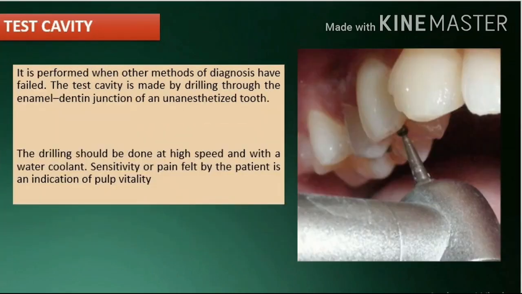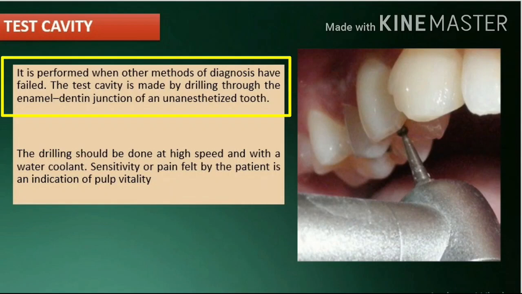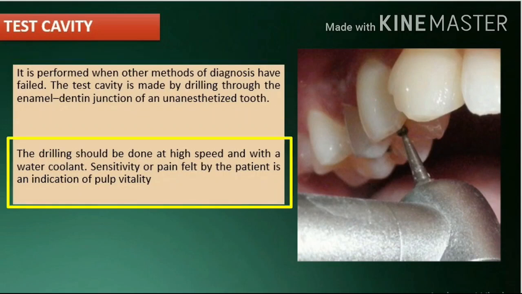Test cavity. It is performed when other methods of diagnosis have failed. The test cavity is made by drilling through the enamel-dentin junction of an unanesthetized tooth. The drilling should be done at high speed and with a water coolant. Sensitivity or pain felt by the patient is an indication of pulp vitality.